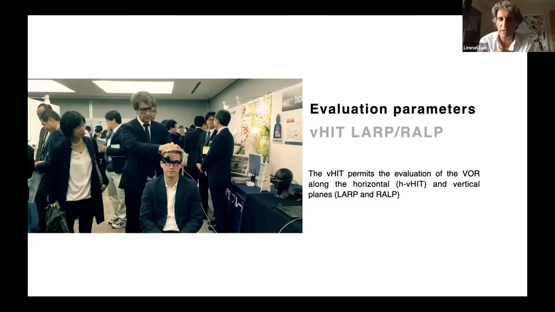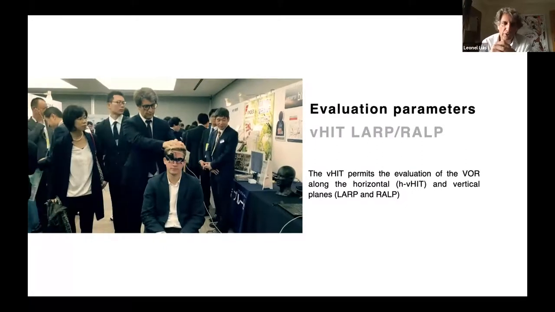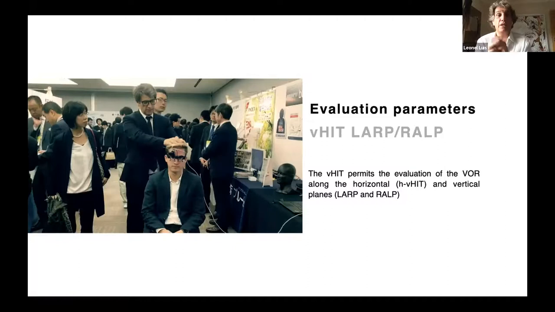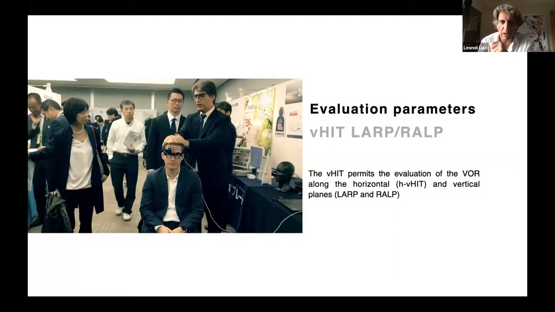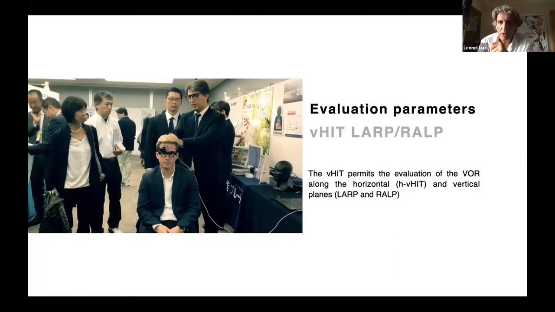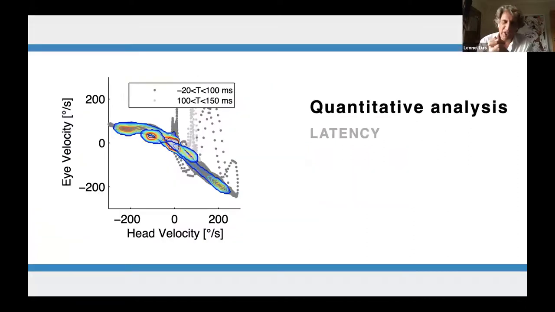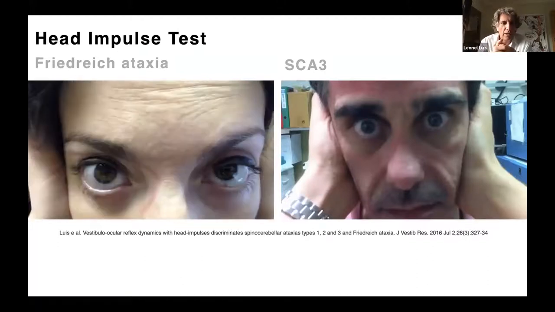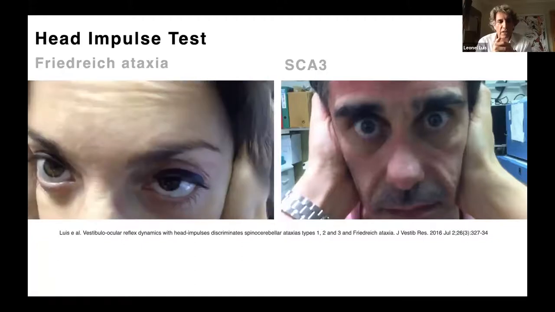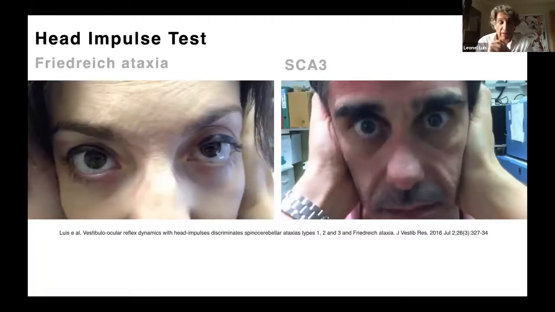You can also rotate the head in order to reduce the torsional component of the head impulse test, putting the eye a little bit eccentric. But again, it's just a matter of technique. So what are the quantifications that we can do? The first one, which is very important, namely for neurologists, is latency. This on the right is a patient with Friedreich ataxia, and on the left, a patient with SCA3. And as you can see, in both cases you would clearly say that the head impulse test is pathologic.